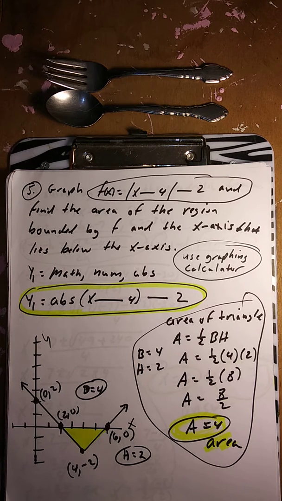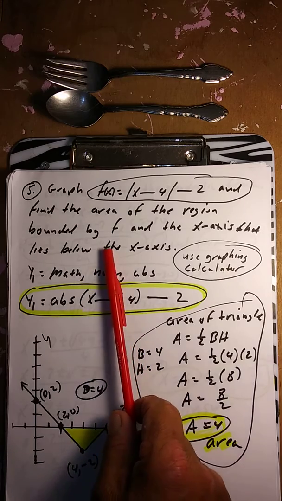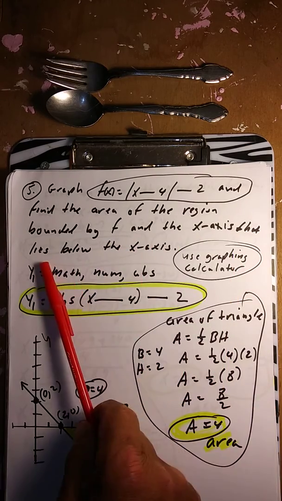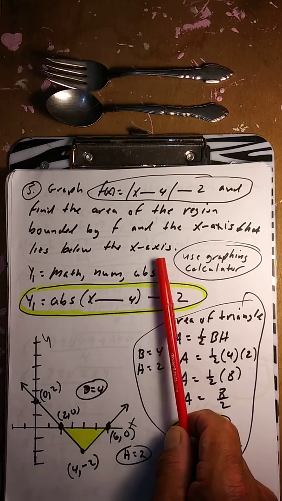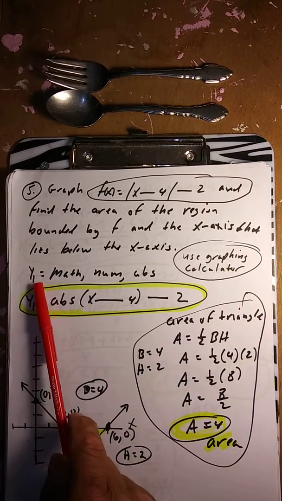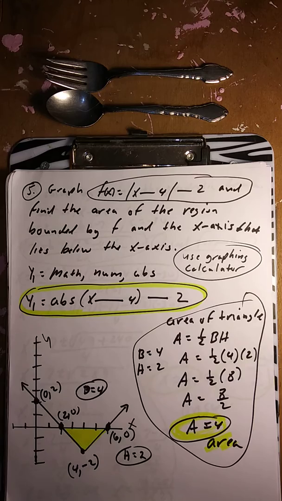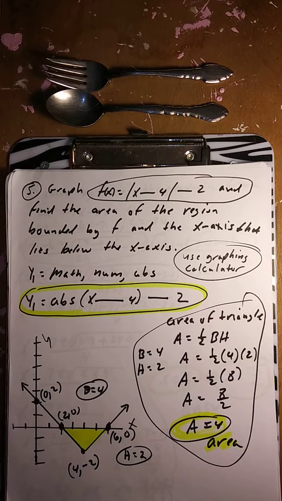Now, graph this. Alright, so we're going to find the area of the region bounded by the function f and the x-axis that lies below the x-axis. Okay, so use a graphing calculator. So we're going to put this in a graphing calculator, of course. First thing we're going to do, let me get my machine again.